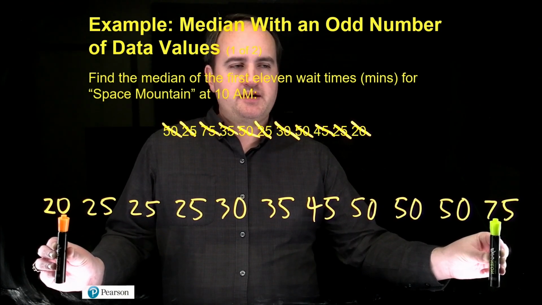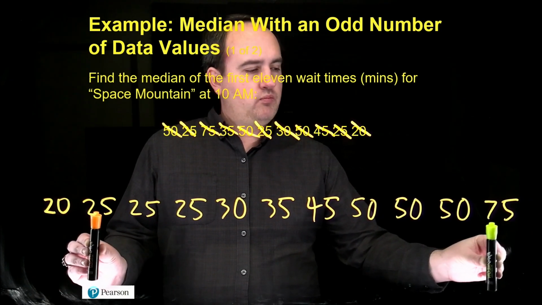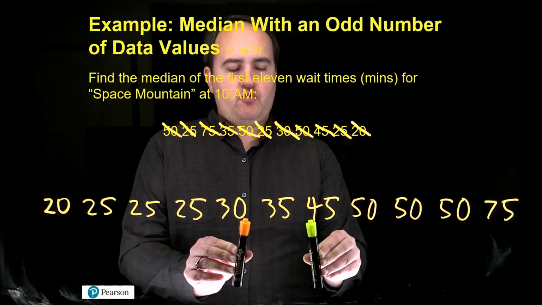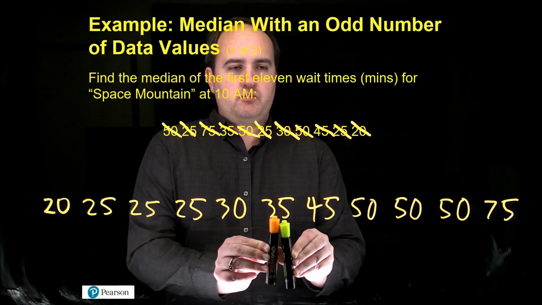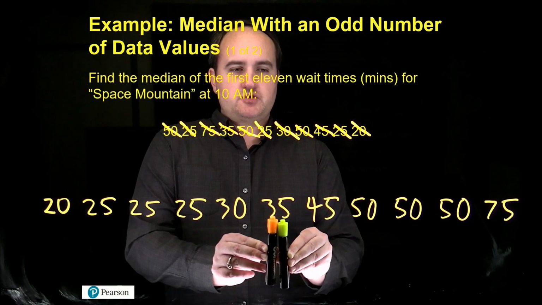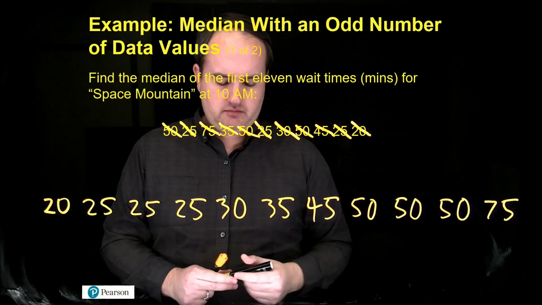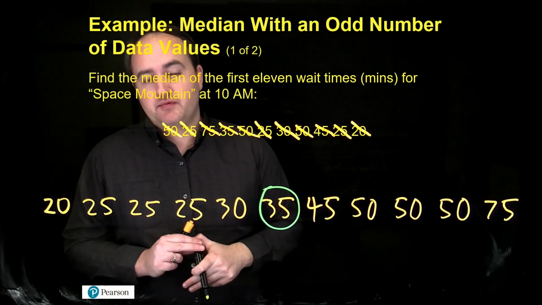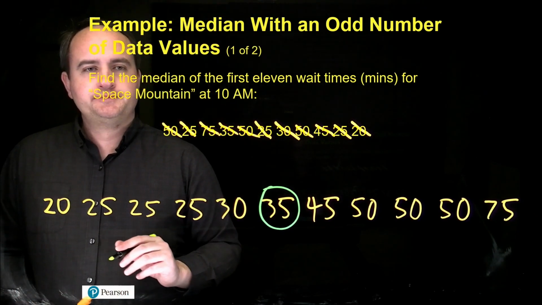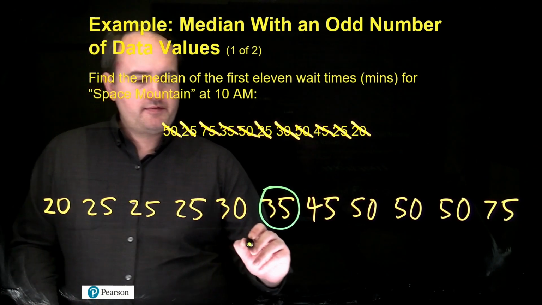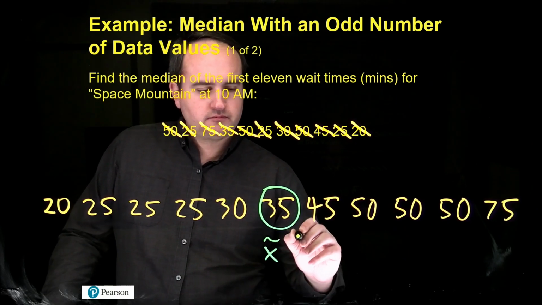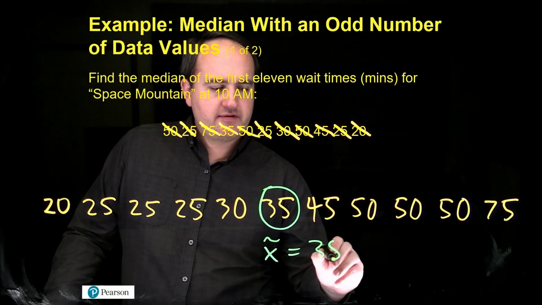So here I'm starting at the ends. 1, 2, 3, 4, and then boom. We can see that I've arrived at the middle, and there's only one middle value. So here, because there's only one middle value, that's the value of the median. So what do we get? This is x tilde, or the median. So x tilde equals 35.